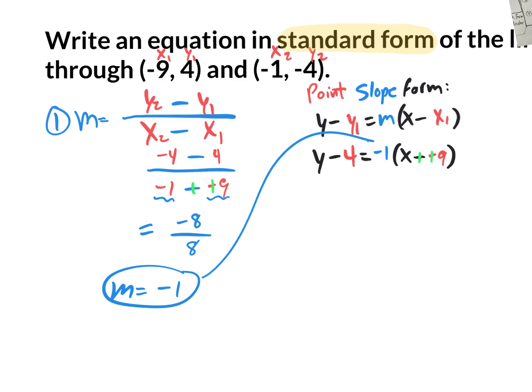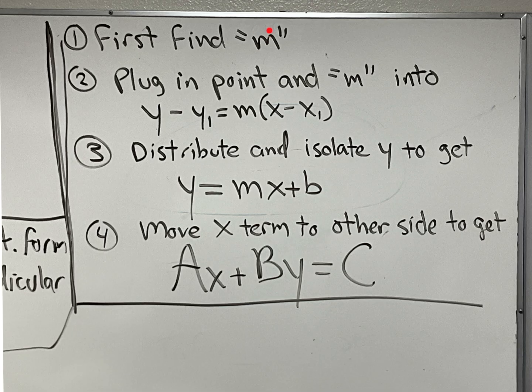Again, if you look at the board at the back, we already found the slope. We did point slope form. After that, you're going to distribute and isolate y. So you're going to distribute and then isolate y to get the y by itself. And then after that, we're going to move the x term to the other side. So we still need to go through slope intercept and standard.